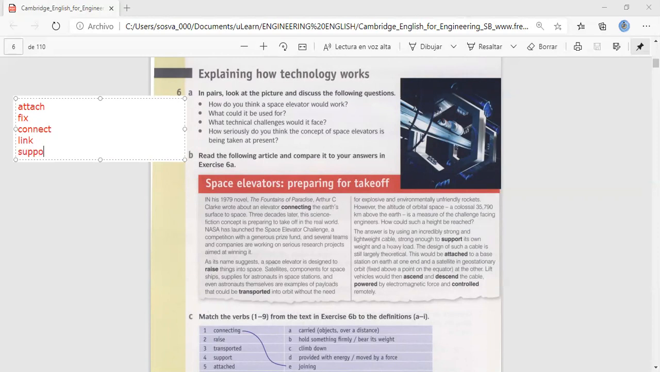We also have the word support. It's another word that is going to be useful in this part. The word carry also, drive, power, propel, control, lift or raise, in this case ascend, and finally transport. All these words are going to be useful during this part, okay?